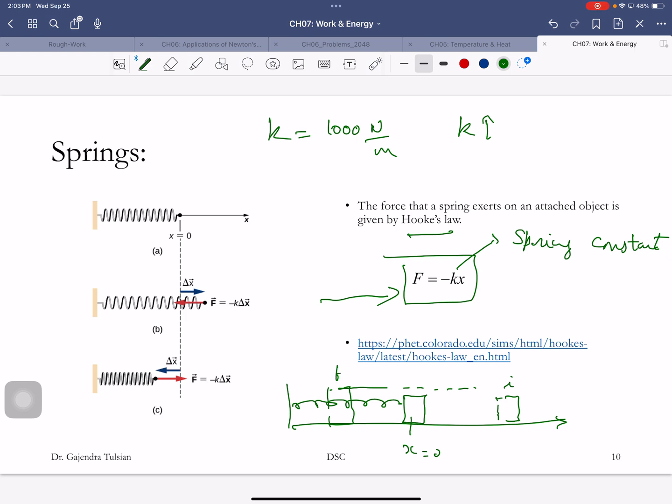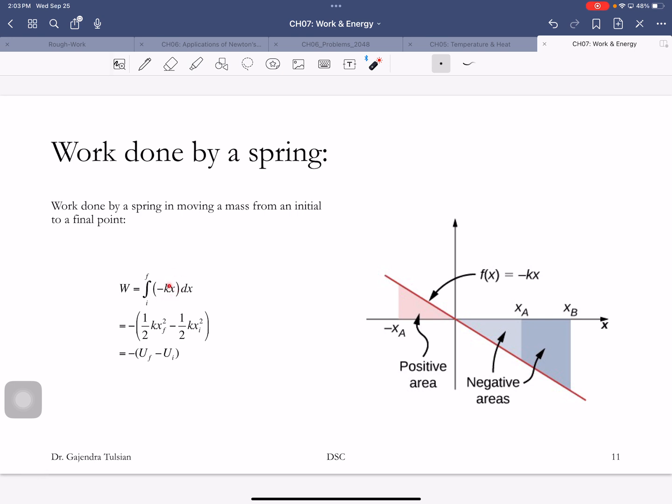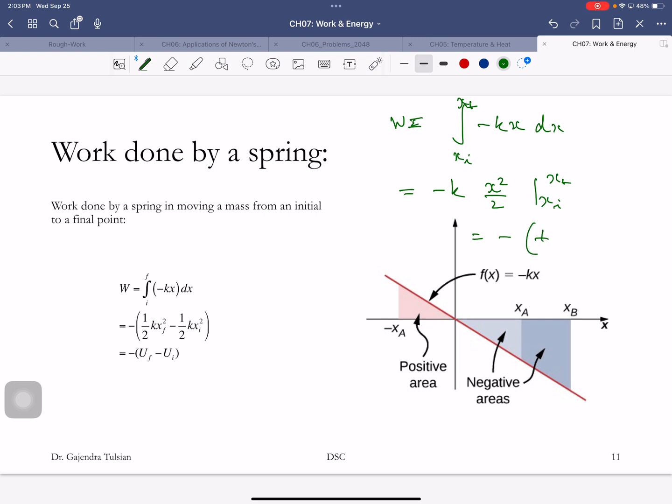So now if you want to calculate the work done by the spring on this object as it moves from here to there, this is what you would do. There's the force that the spring exerted that depends on the position, and you integrate from the initial to final position. Well, the integral of that is minus k is constant, x squared by 2. So the work done by the spring was that minus that.